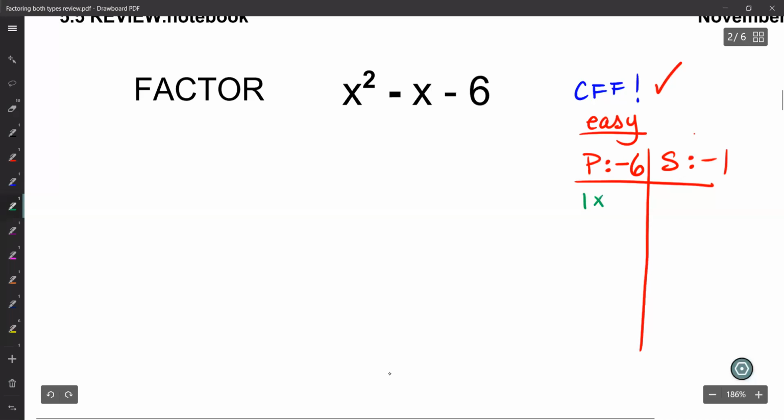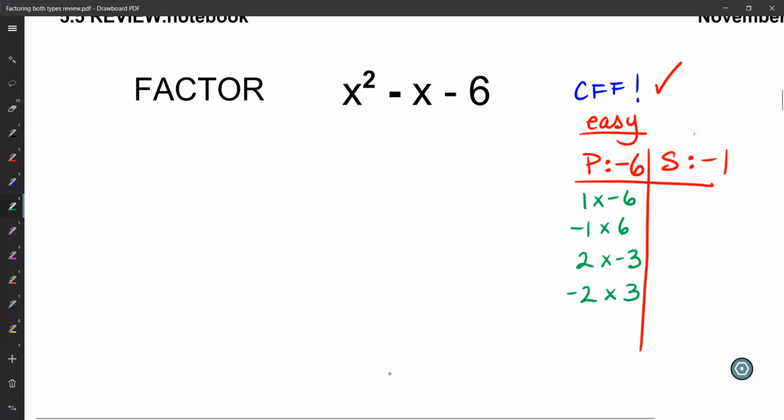So we have 1 times -6, -1 times +6. We have 2 times -3. And we also have -2 times +3. Those are all the different combinations, paying attention to the fact that we want this to multiply to a negative. So we need to have a combination of a negative and a positive.